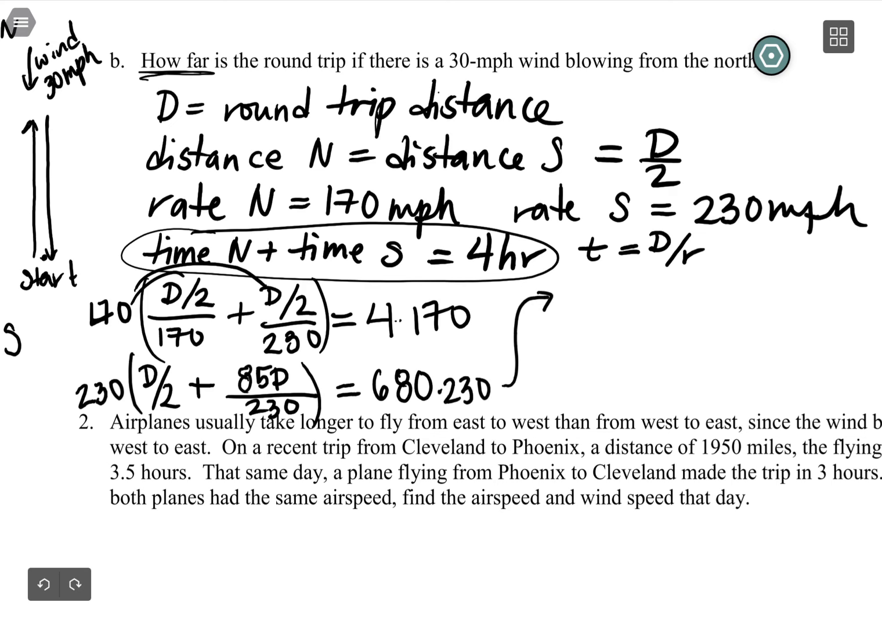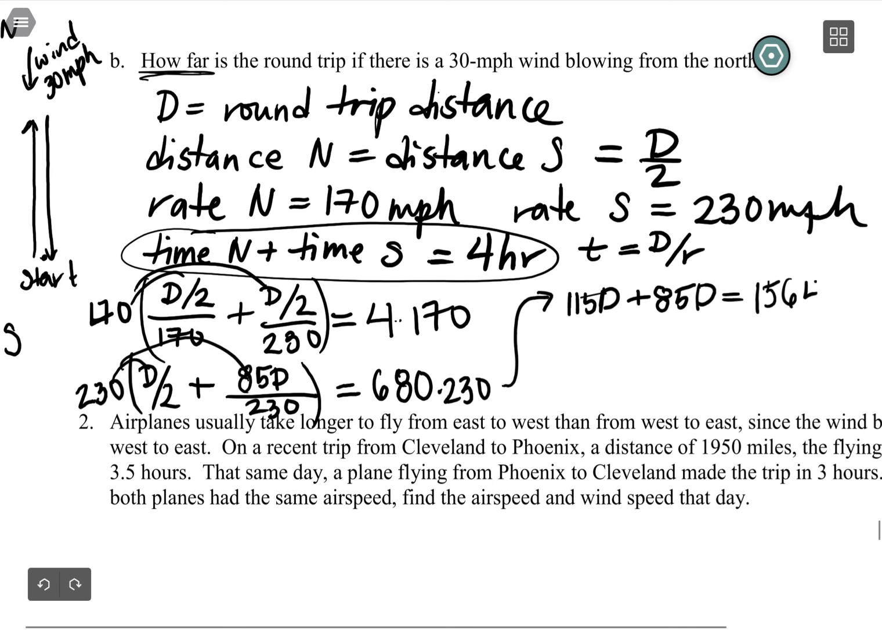That one I'm not doing in my head, but I can say that 230 divided by 2 is 115. So right here, I get 115d. And when I multiply 230 by 85d over 230, the 230's cancel, and I just get 85d. And then on the other side, I have 680 times 230, which is 156,400. Okay, so this is looking a lot better.